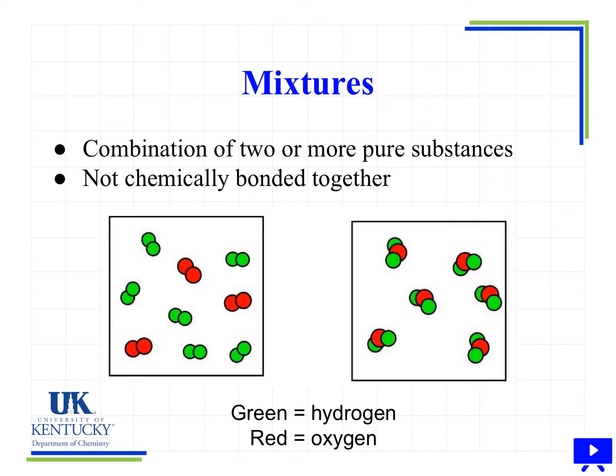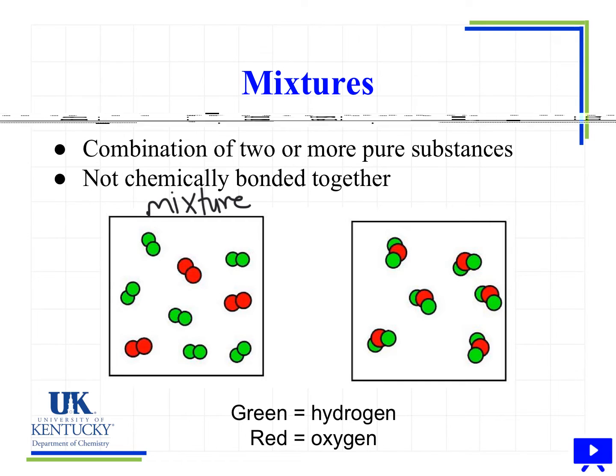chemically bonded together. So if I look at the drawing on the left, this represents hydrogen and oxygen. This is a mixture. Notice that we have elements, and these are molecular elements because we have our green, green, red. They're two atoms connected together, but they're the same atom. But there are two different types of elements in this mixture.